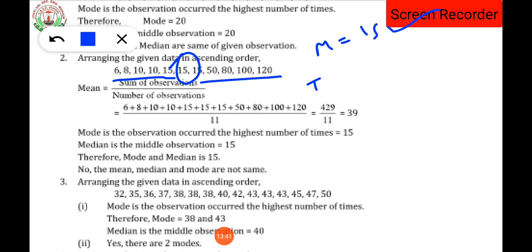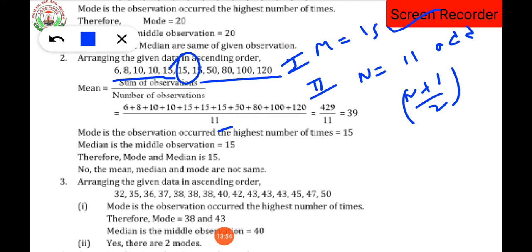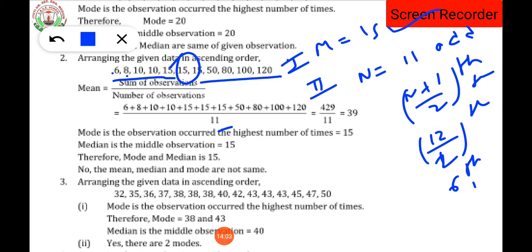Second method, the formula method. For that, what is the total number of terms we have? Total number of terms is 11, isn't it? Is 11 even or odd? It is an odd number. So for odd numbers, it is the (n plus 1) by 2 th term. So that will become 12 by 2 th term, so it will become the 6th term. So 1 2 3 4 5 6, that is the 6th term. In this whole ascending order arrangement, which is the 6th term? It is 15. So the median is 15.